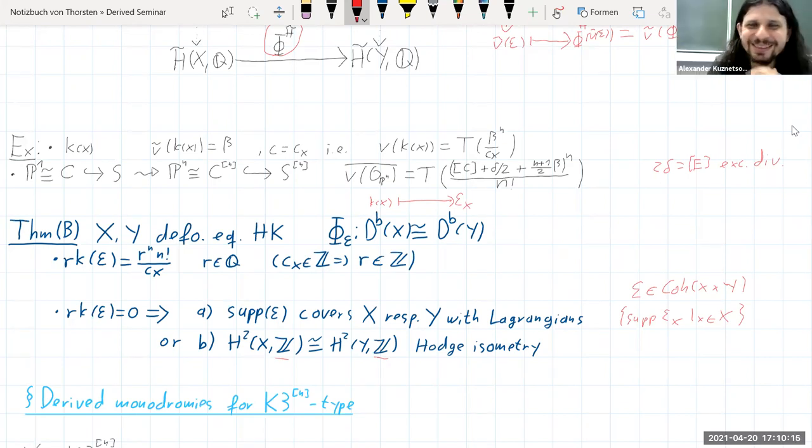But what I meant was, if you take the universal ideal sheaf of the Hilbert scheme, just as an example. Ideal sheaf of a point, you mean? No, what I meant was, if you take a point on the K3 surface and restrict to here, what you get is some ideal sheaf on the Hilbert scheme, and this does not have an extended Mukai vector.